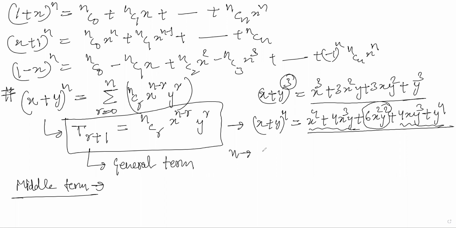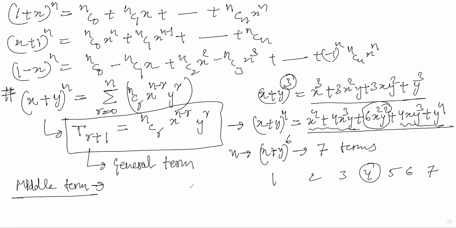Okay, if I write x plus y to the power 7, sorry, x plus y to the power 6, how many terms will this expansion contain? 7. 7 terms, right? Now, if I have 7 terms, let's say 1, 2, 3, 4, 5, 6, 7. What will be the middle term in this case? 4. Fourth, right? 4th term will be the middle term.